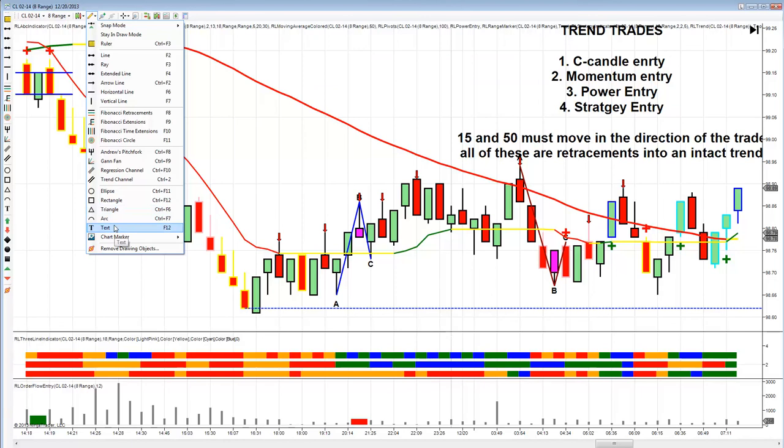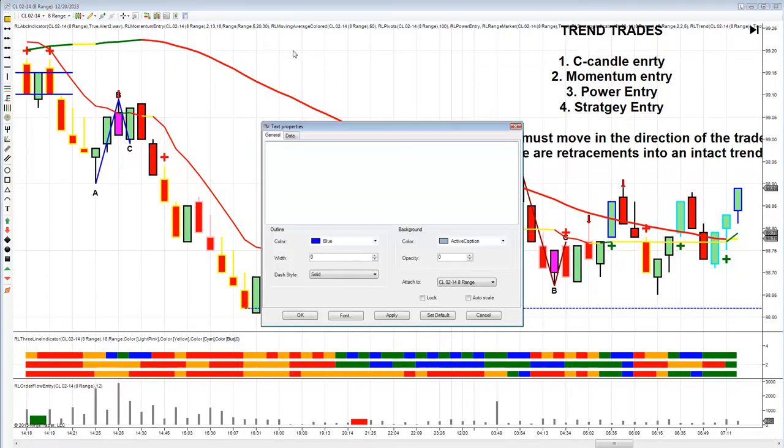We're going to call these, I'm going to put them in parentheses because it's really not a reversal trade. But that's a power entry off the 50-day period moving average.